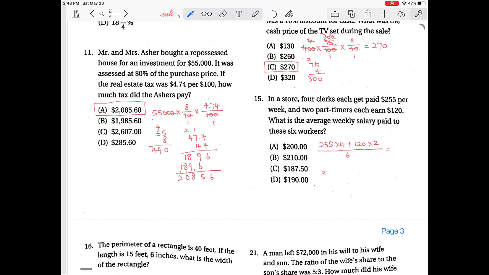Then we'll get 255 times 4, which is 1020, plus 240, which is 1260, and divide that by 6, we'll get 210, and that is option Bravo.